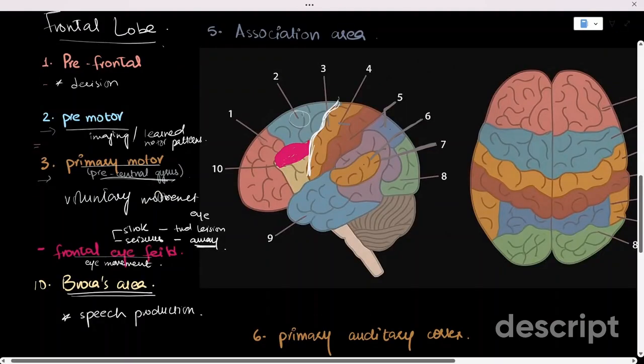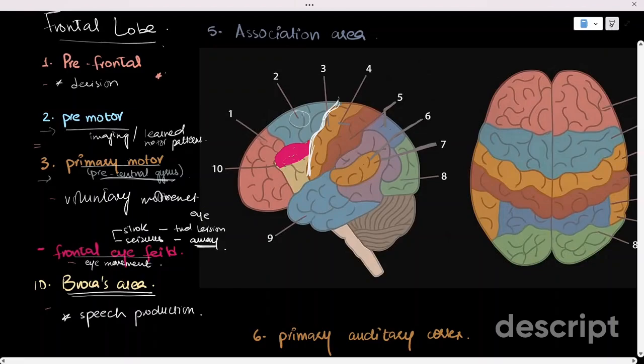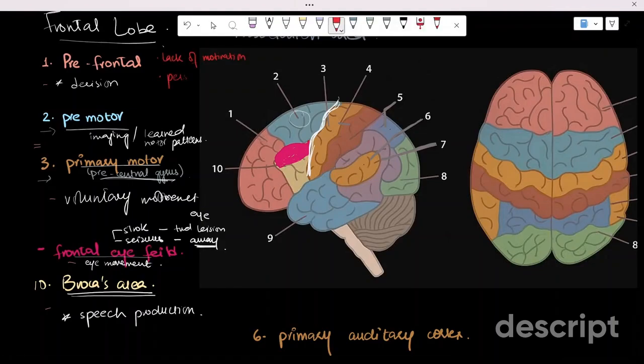Now since we know the functions of the areas and the lobe, let's discuss the lesions. Since it's involved in motivation, if the frontal lobe is damaged, there will be lack of motivation. There will be personality changes as the prefrontal area is associated with social behavior and personality. Most importantly and most high yield, there will be expressive aphasia. That means there is a lesion in Broca's area.